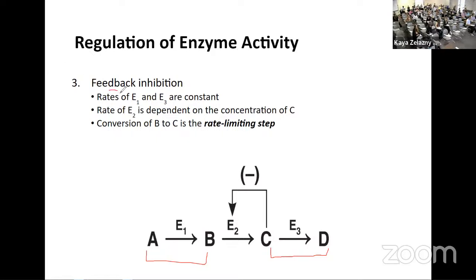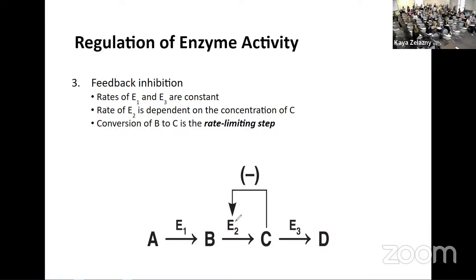Feedback inhibition means that something we're making in this process is going back and inhibiting or preventing some earlier part of the process from working as efficiently, as quickly. So what we see happening here is that in this example, B to C is the rate limiting step. B to C is the step that's going to be variable in rate.